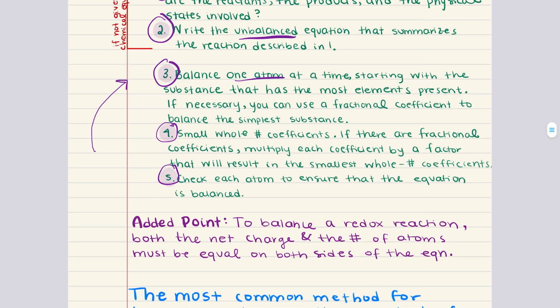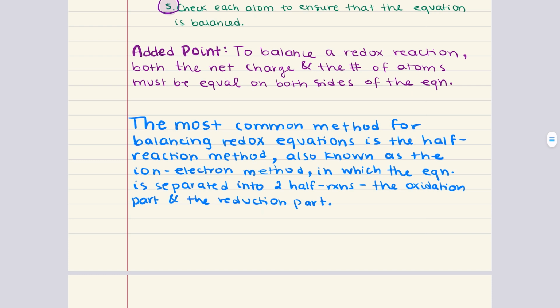Now we have an added consideration here. For redox reactions, to balance them, both the net charge and the number of atoms must be equal on both sides of the equation. By assigning oxidation numbers to the atoms in both the reactants and products, you can identify which atoms are oxidized and which atoms are reduced. This step is essential because it helps to determine how many electrons are lost in oxidation and gained in reduction.